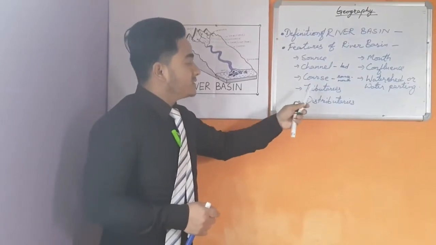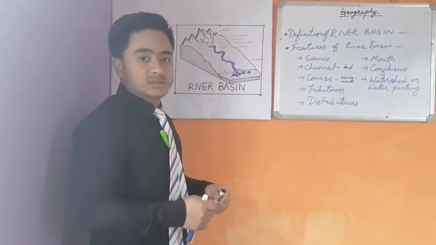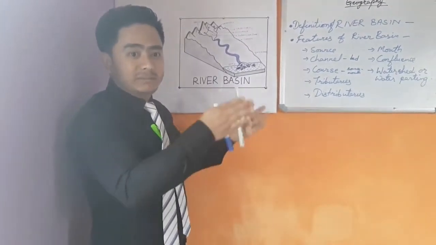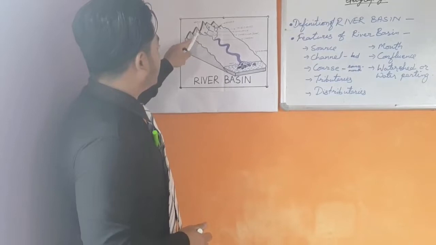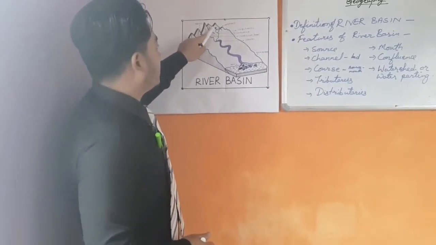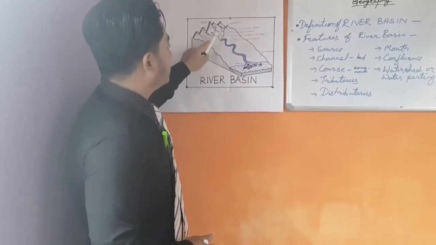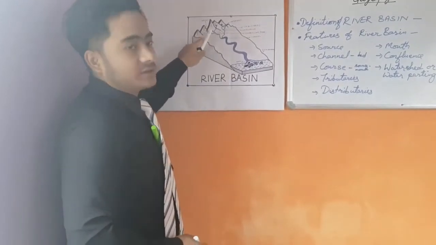Next, the sixth one is tributaries. The small streams that join the main river. As you can see here, these are the small streams or small rivers that are joining into the main river. These are called tributaries.